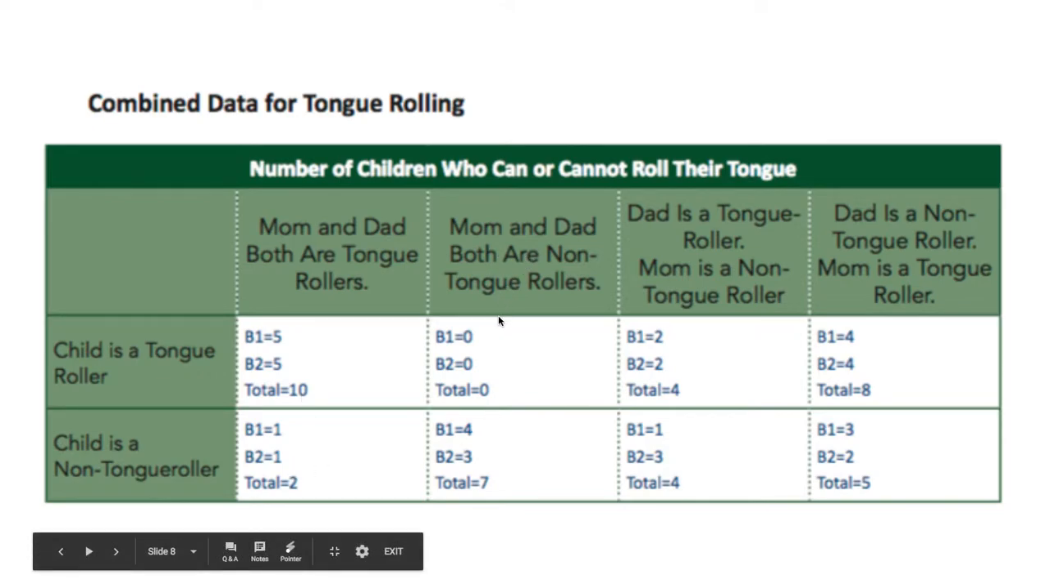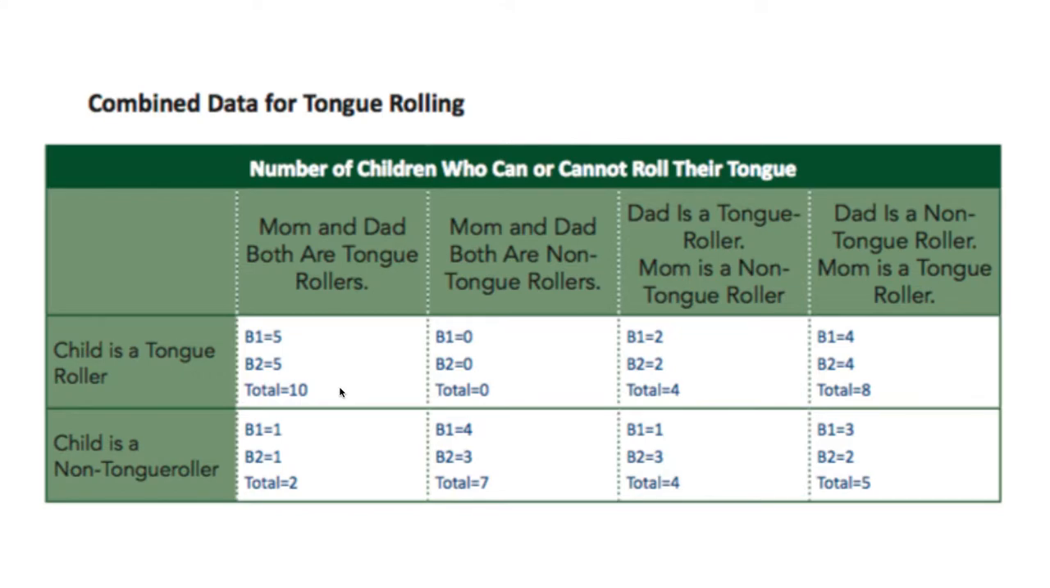Mom and dad are non-tongue rollers: 0 were tongue rollers and 7 were not. Then dad is a tongue roller, mom is not: 4 and 4. Dad is a non-tongue roller, mom is: 8 and 5. So if you notice there, our data kind of gives us a pattern where mom and dad are both PTC tasters or tongue rollers.